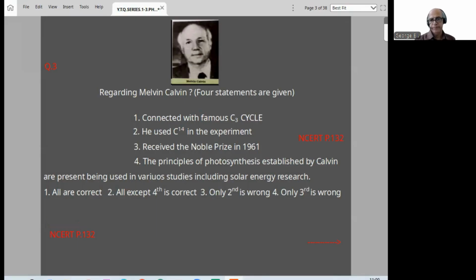Regarding Melvin Calvin, four statements are given. One, connected with the famous C3 cycle, correct? He used C14 in his experiment, received the Nobel Prize in 1961. The principles of photosynthesis established by Calvin. So these four statements are applicable to Melvin Calvin. So option-wise, it is 1. And at the bottom, you can find the fourth statement. If you read, the principles of photosynthesis established by Calvin are being used today in various studies, including solar energy research. So the sun seems to be the ultimate, endless power. Many items connected with the sun or sunlight are being extracted now. I think the idea is clear, option 1. Now we can proceed to the fourth one.